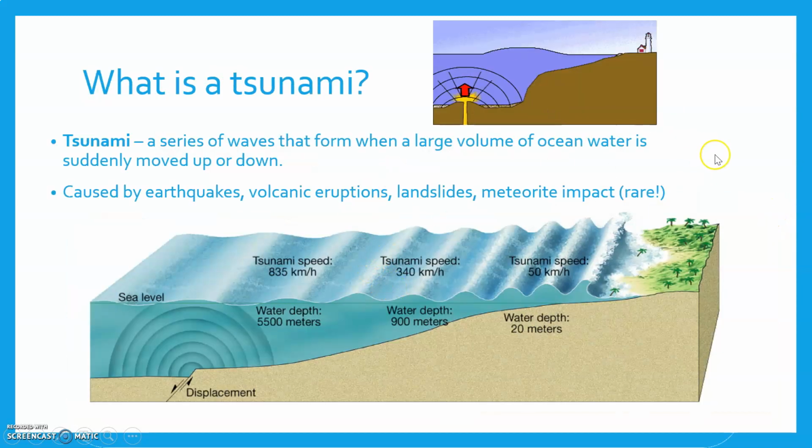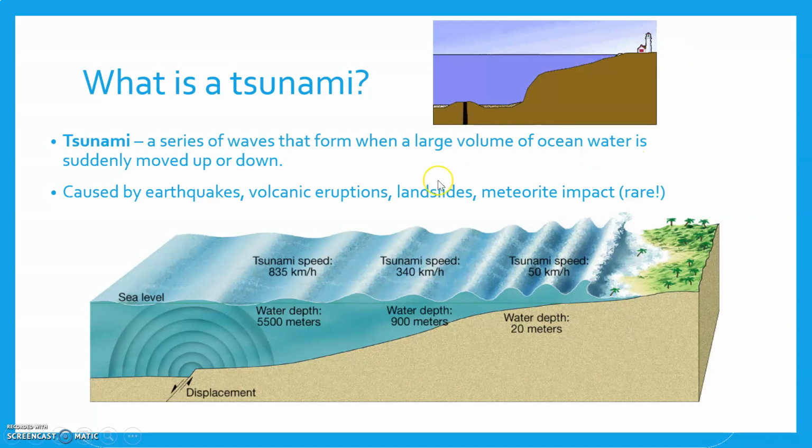So the other thing that happens is called a tsunami. That's going to go back to those landslides, those volcanic eruptions, and those earthquakes that we mentioned a few minutes ago. So a tsunami is a series of waves that form when a large volume of ocean water is suddenly moved up or down at one specific time. Again, generally triggered by an earthquake, a volcanic eruption, a landslide, or even, very rarely, a meteorite impact into the earth.